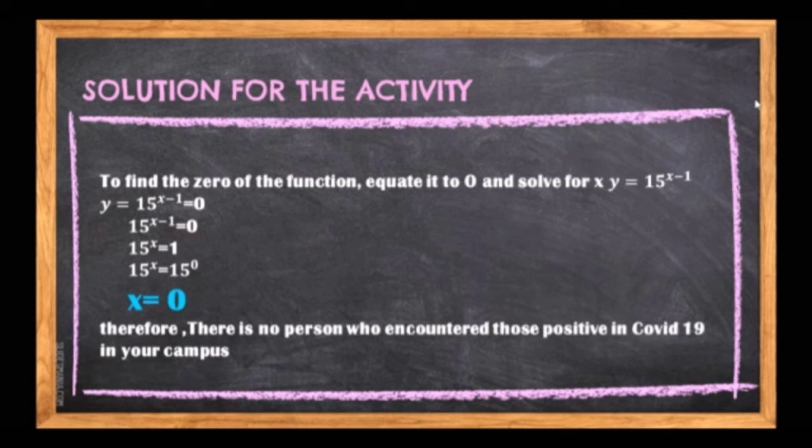Y is equal to 15 raised to x minus 1. So y is equal to 15 raised to x minus 1 equal to 0. Then bring down 15 raised to x minus 1 is equal to 0. Then, transposing negative 1, it will become positive. 15 raised to x is equal to 1. Since any number raised to 0 is equal to 1, we therefore conclude that the other base is 15. Then cancel 15, x is equal to 0.